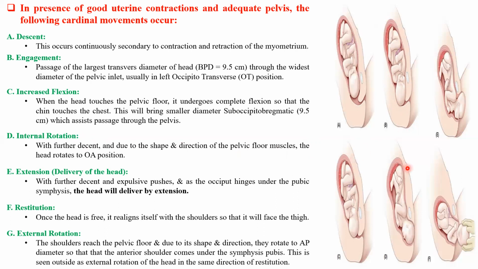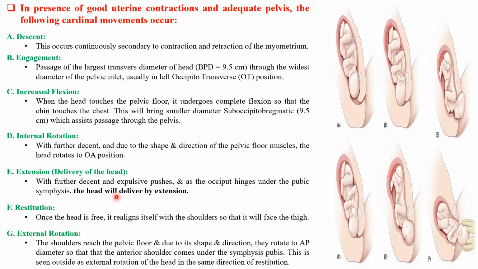After that, the head will be delivered by extension. So the only presentation where the head will be delivered by extension is occipito-anterior position. Any other malposition or malpresentation of the head will be delivered by flexion. So remember again that delivery of the head in occipito-anterior position will be by extension. Any other position of the head, any other malpresentation of the head, will be delivered by flexion.